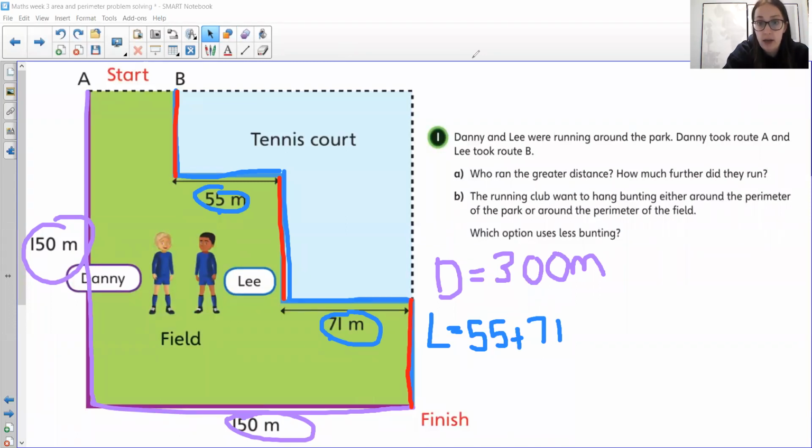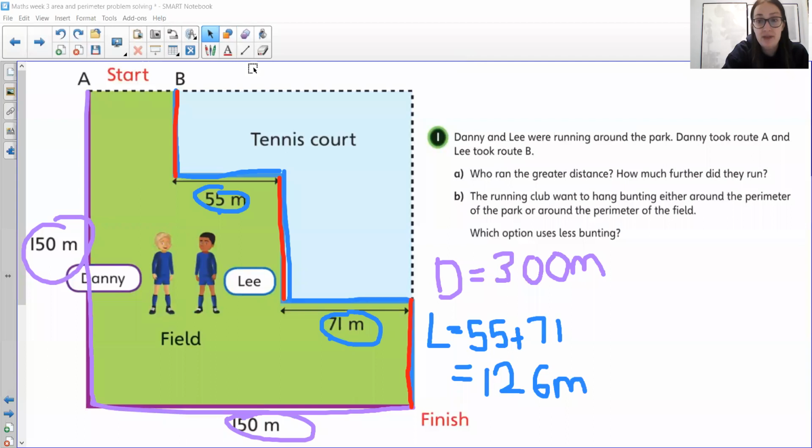Right, let's go back to blue. I'm going to work out the bit that I know. To do this, we need to do 55 add 71. So 1 add 5 is 6. 7 tens add 5 tens is 12 tens. So far I know he's run 126 metres. But that's not it, because I know he's got these red bits that he's run as well.